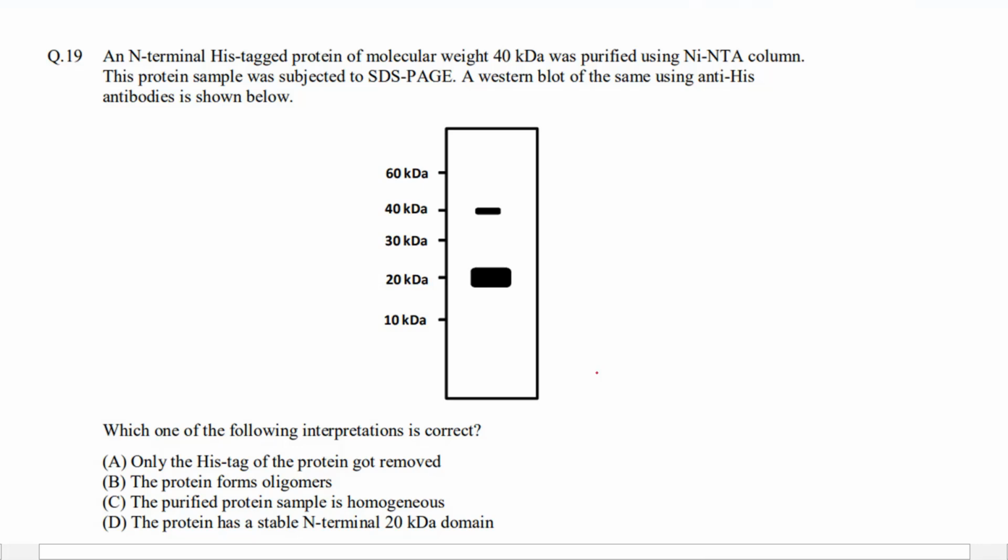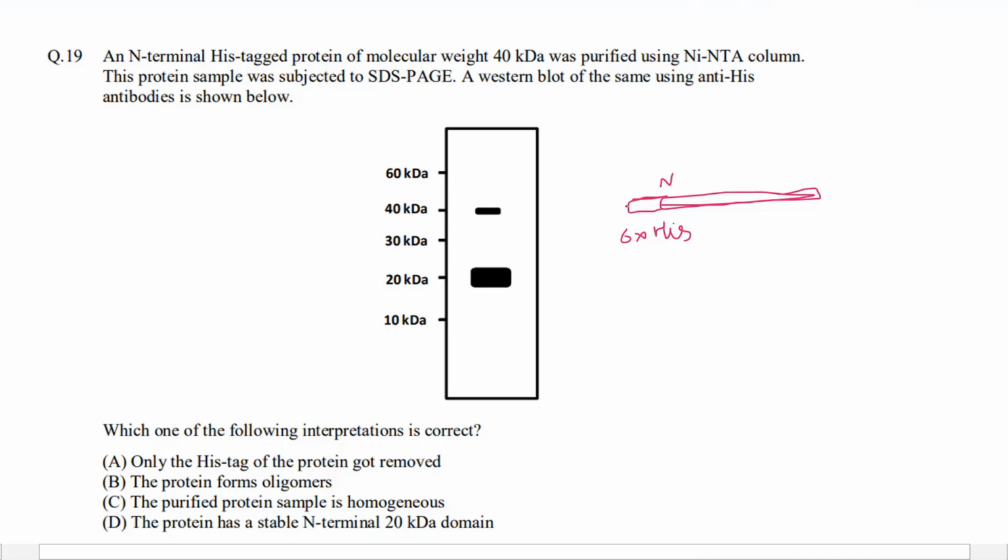Here is an N-terminal his-tagged protein. What is a his-tagged protein? For protein purification purposes, if this is the gene of the protein, we add a his tag. What is a his tag? A his tag is a six times repeated histidine, added on, say, the N terminal or the C terminal region of the protein.